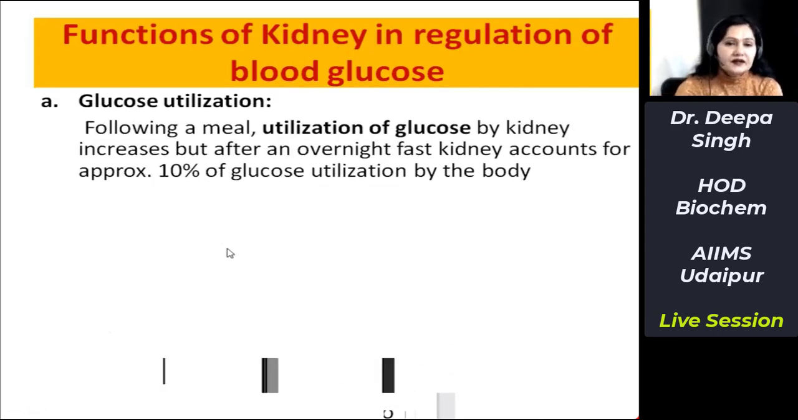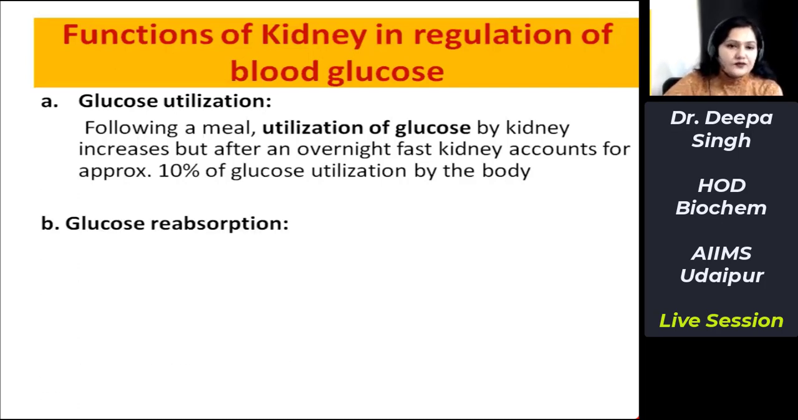See, following meal, the utilization of glucose by kidney increases. But after an overnight fast, this utilization decreases to approximately only 10% of total body's glucose. I'm repeating, following meal, the utilization of glucose by kidney increases, but after an overnight fast, only 10% of the glucose is utilized by kidney.